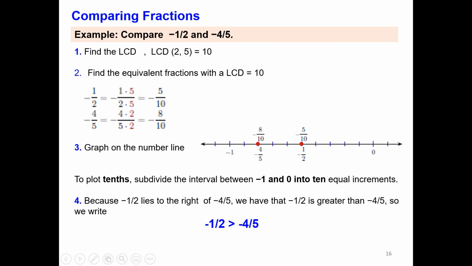Now we want to create an equivalent fraction for 4 over 5 with 10 as the denominator. Then we need to multiply by 2 to get 10, and we have to do the same on top. Then 4 times 2 is 8, 5 times 2 is 10.